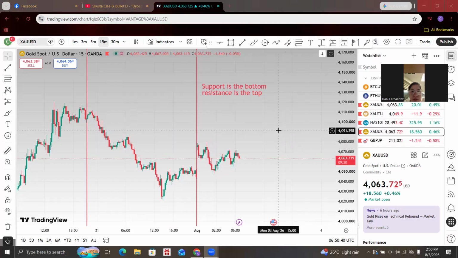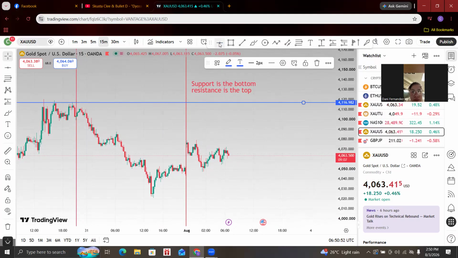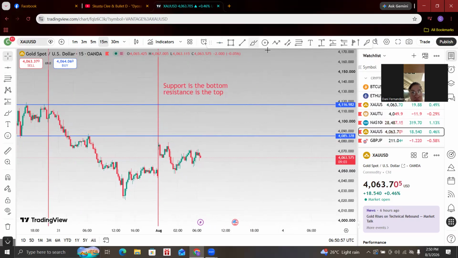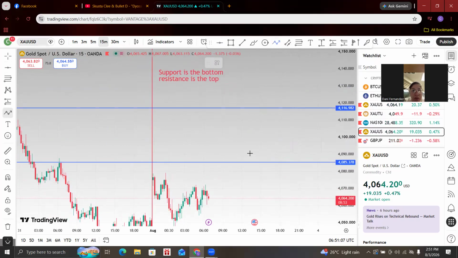So the support and resistance, basically support is the bottom, resistance is the top. If we're going to compare it to a house, this is the resistance and this is the support, right? Don't worry about the charts for now, okay? I'm just going to teach you the difference between resistance and the support. Let's say the gold is at the support, right?